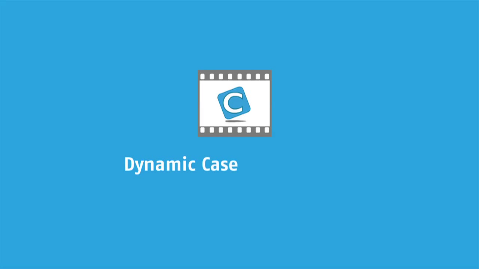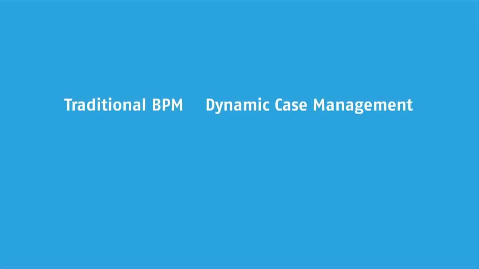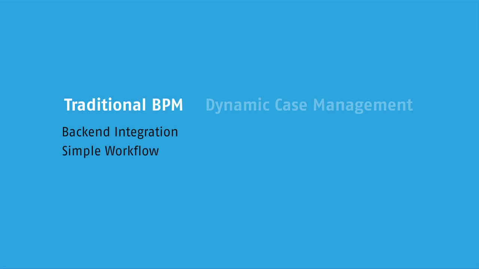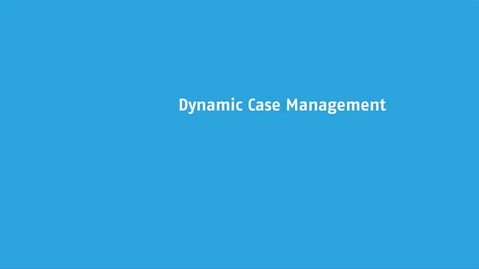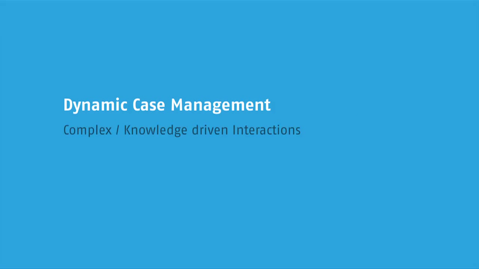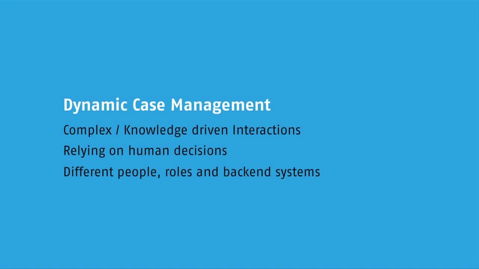In this demonstration, we're going to talk about dynamic case management and how it differs from traditional process management. A traditional BPM process-centric approach is very good for back-end integration-style processing and simple workflow, where the interaction between processes and humans is relatively linear. Case management is much more suitable for interactions that are more complex or knowledge-driven, or when humans need to make decisions about what happens next in a process, and there's interaction between different people and different roles, and indeed different back-end systems.